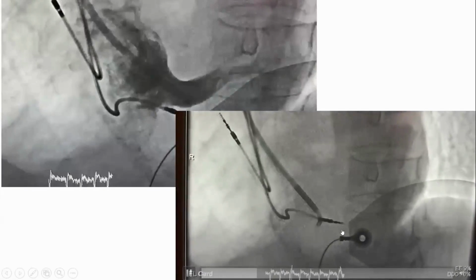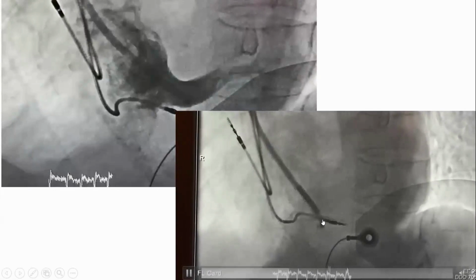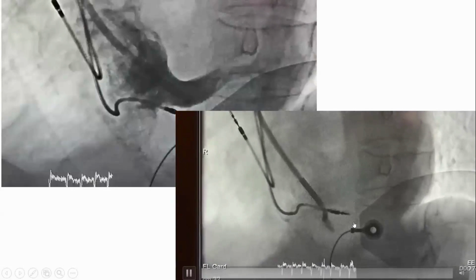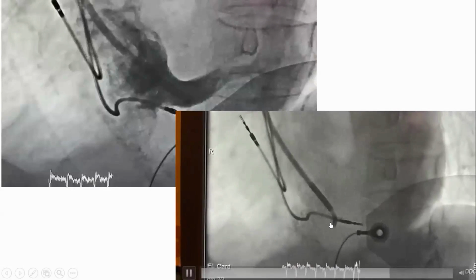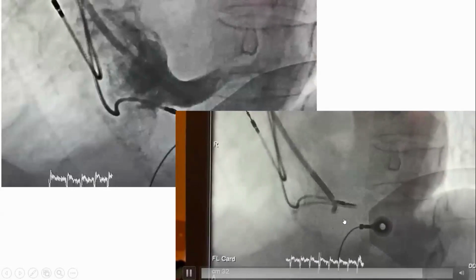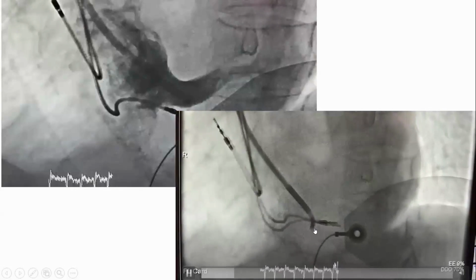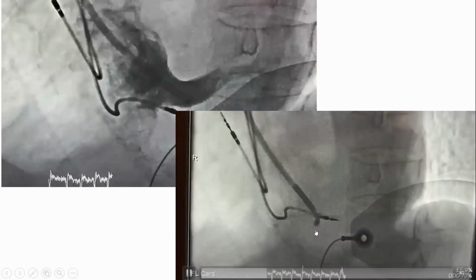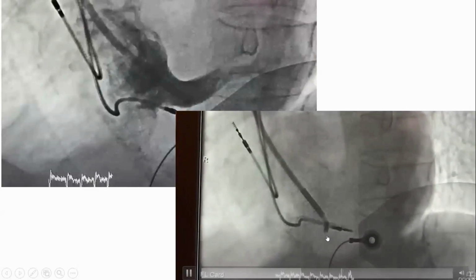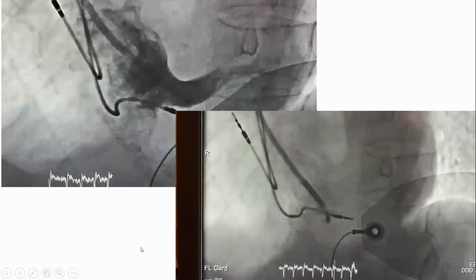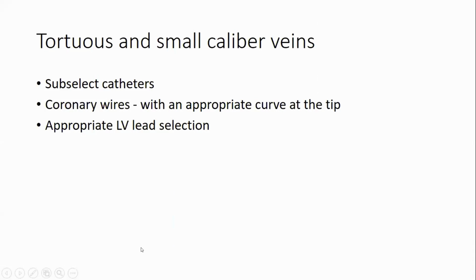Just pause this. Using our subselect tool, you can see that now this is a 130 subselect tool. With a gentle clockwise rotation, we were able to get into the middle cardiac vein. Obviously we are not yet coaxial, but eventually we became coaxial and were able to do a good venogram. Unfortunately, there was no good target vein there, so we found another target vein.